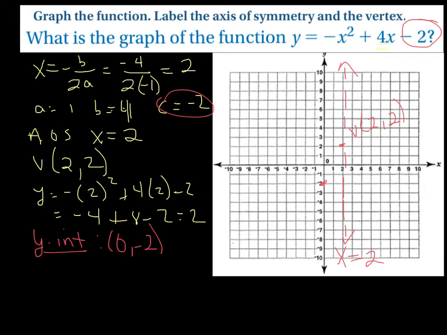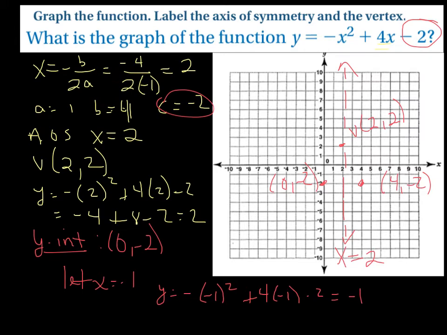Okay? And I can use the symmetry, that's 2 units to the left. So I would also have a point 2 units to the right at (4, negative 2). So I'm just going to be in need of one more set of points. Okay, so I'm going to let x equal negative 1. So I'd have y equals the opposite of negative 1 squared plus 4 times negative 1 minus 2. Well, negative 1 squared is 1, but that's the opposite, so it becomes minus 1. Minus 4 minus 2 gives me negative 7.